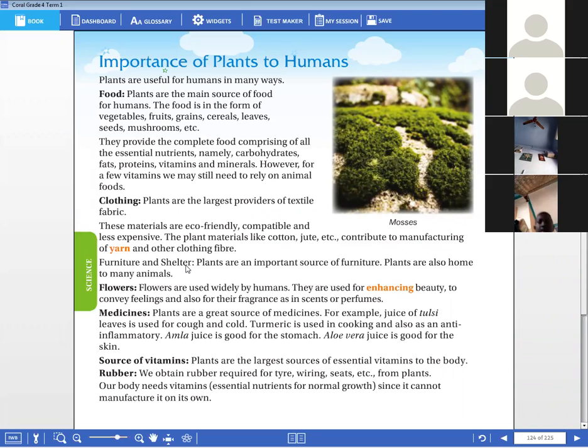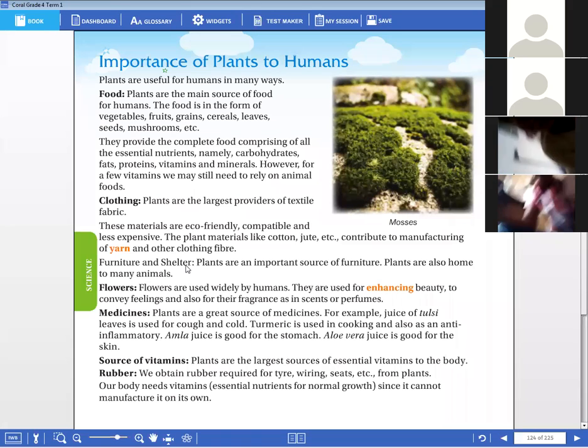Furniture and shelter. Not only clothing, children, furniture can also be made from plants. Yes or no? Nowadays in your houses you'll be having doors and windows made of wood. Obviously, if we have windows with some iron or other material, the frame of the windows and doors is wood. And for your shelves, you'll be having doors.